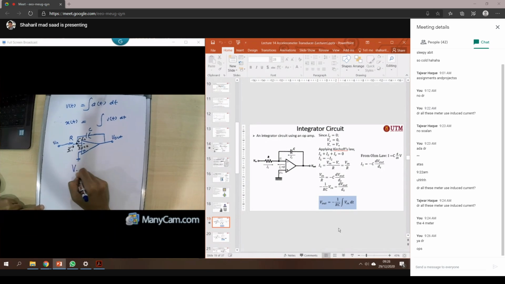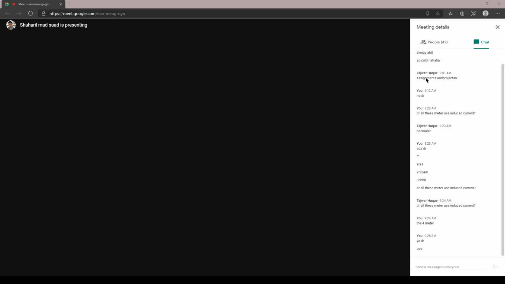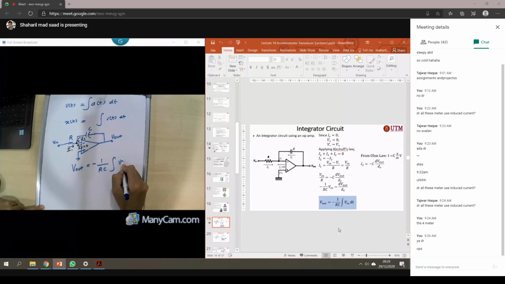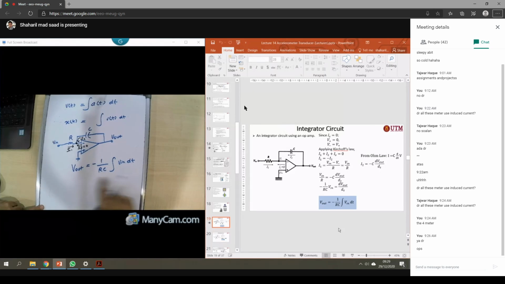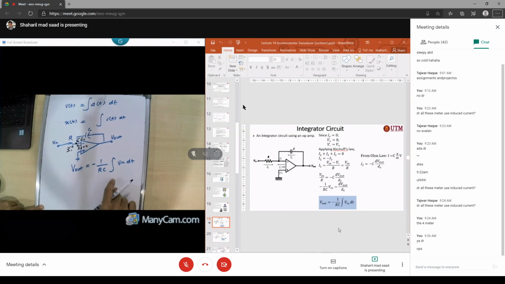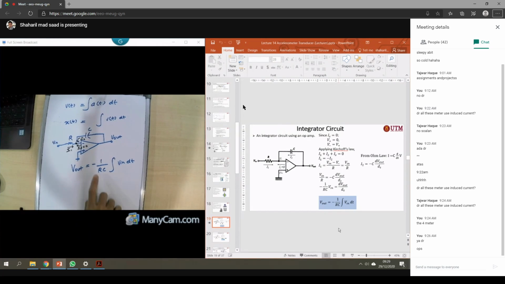And the relationship between V out and V in for the integral circuit is given to you as minus 1 over RC, integral of V in dt. So this is the integral circuit. Right. So what is the value of R and C? We will discuss later.